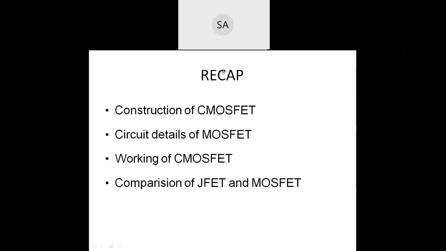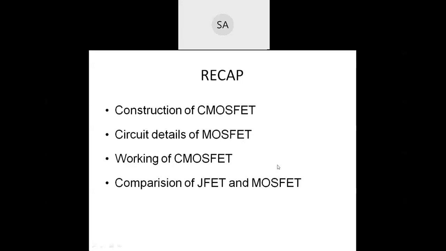And we discussed the comparison of JFET and MOSFET. JFET is the junction field effect transistor and MOSFET is the metal oxide semiconductor field effect transistor. JFET operates only in the depletion mode, whereas MOSFET can operate in both depletion and enhancement mode. JFET has lower input impedance compared to MOSFET, which has high input impedance.